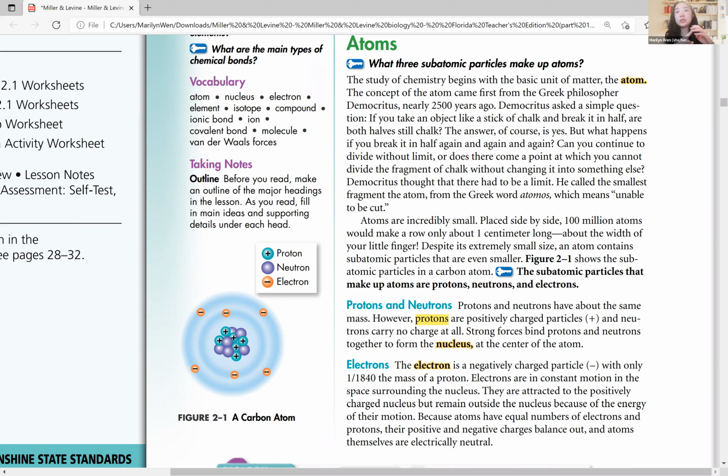So protons and neutrons usually have the most mass. They're the heaviest. And then we say that electrons are light enough that most of the time, at least in high school, we disregard the mass of electrons when we're talking about the mass of matter. So what is mass? Mass is basically weight without gravity.